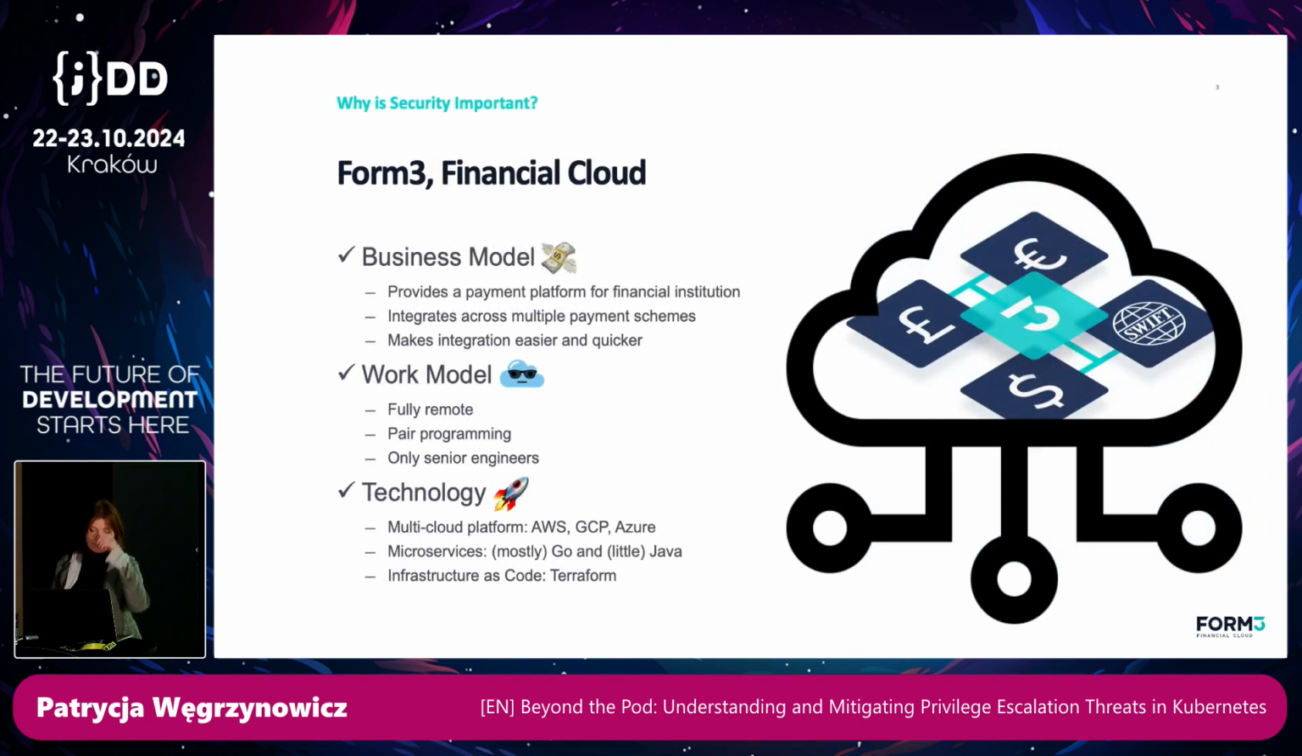What do we do at Form3? In short, Form3 is a financial cloud. We provide a payment as a platform model for easy and flexible integration with various payment schemes. Our work model is fully remote with only senior engineers. We are very much technology oriented with our new payment system based on Kubernetes and 3 clouds. So obviously our Kubernetes security is super important to us.